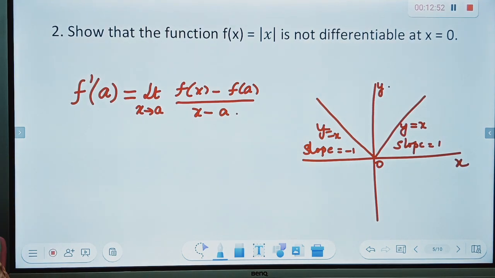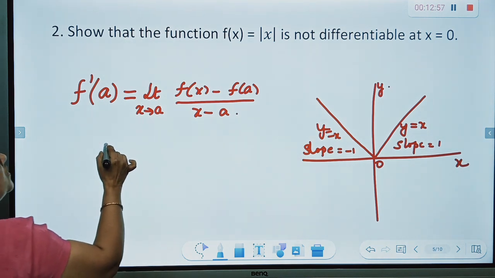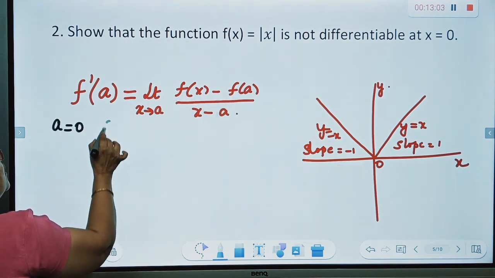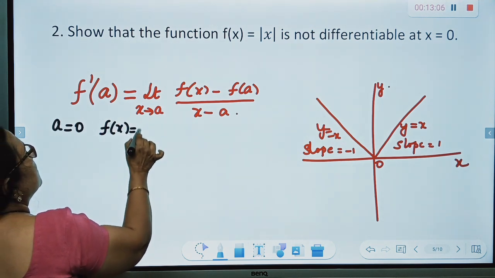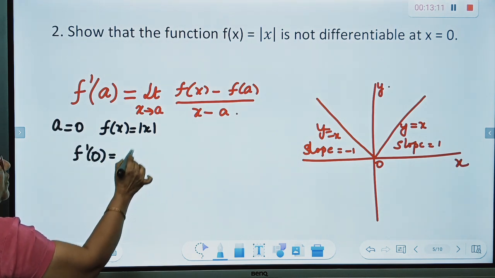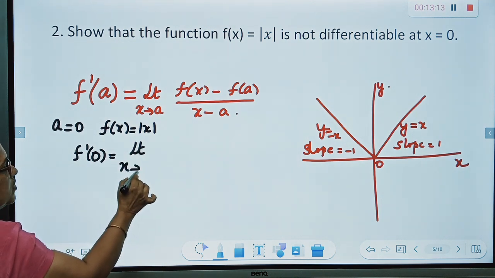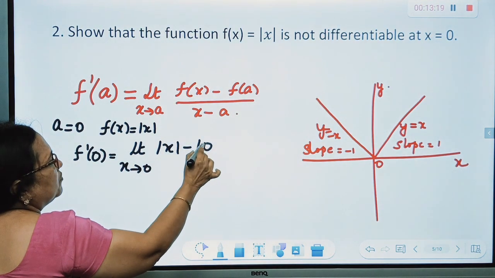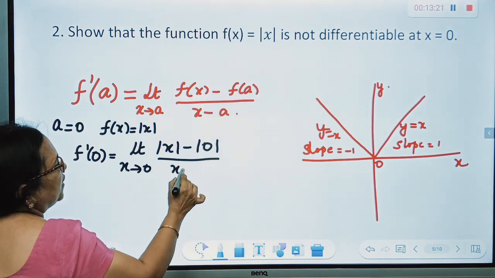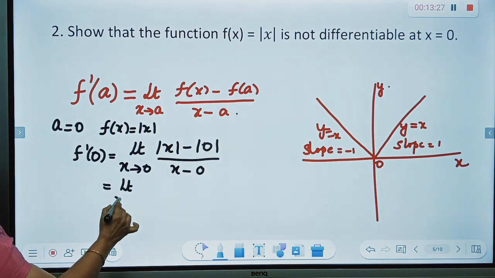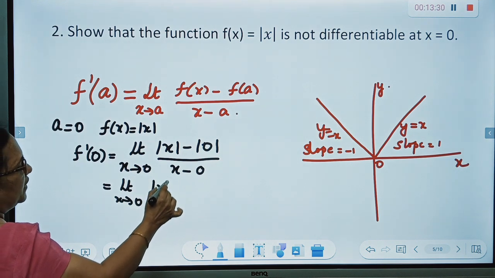So what is f dash of a? Limit x tends to a, f of x minus f of a by x minus a. Here what is f of x? Mod x. What is a? 0. So here a is 0, f of x is mod x. Therefore, f dash of 0 will be limit x tending to 0 of mod x minus f of a, which is mod 0, by x minus 0. This is limit x tends to 0 mod x by x.